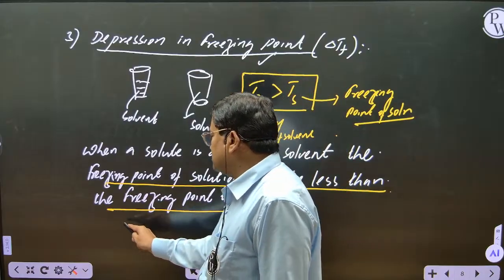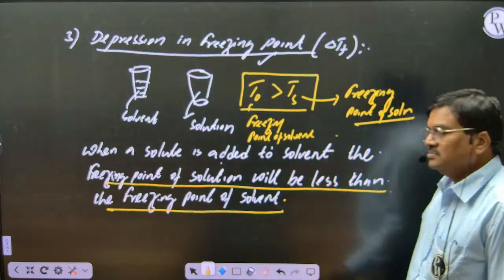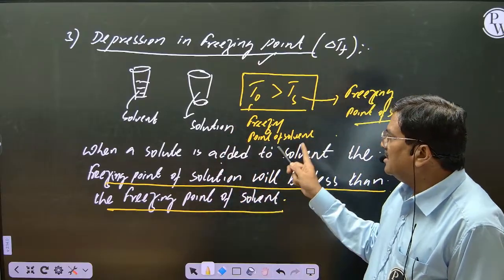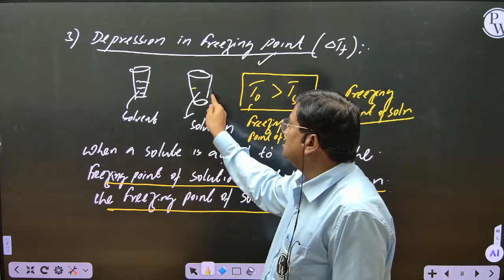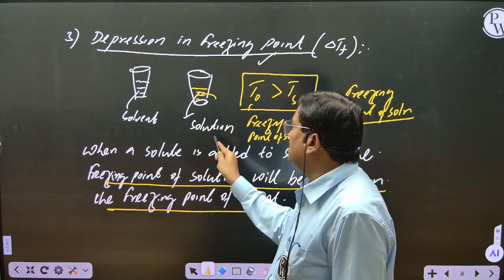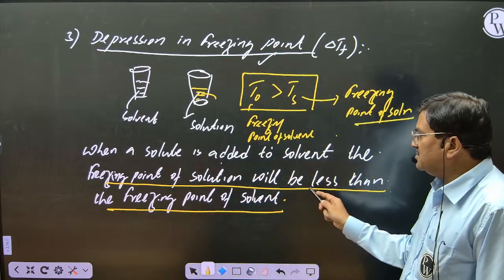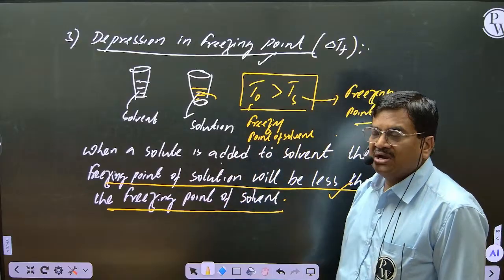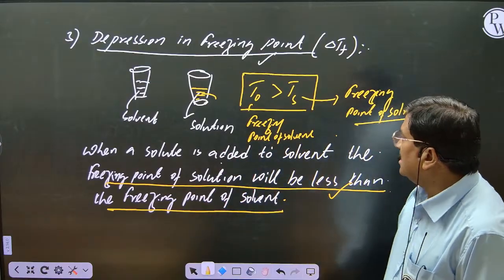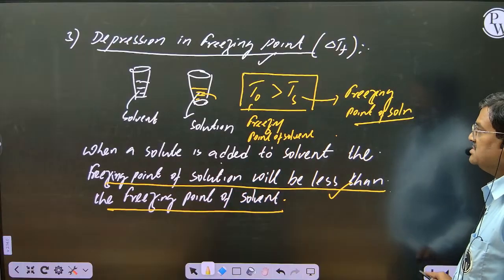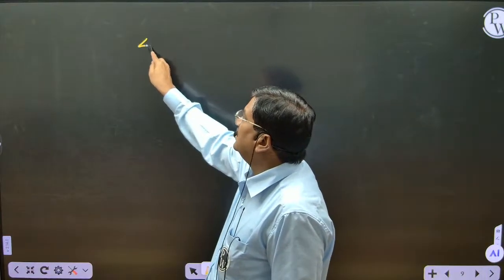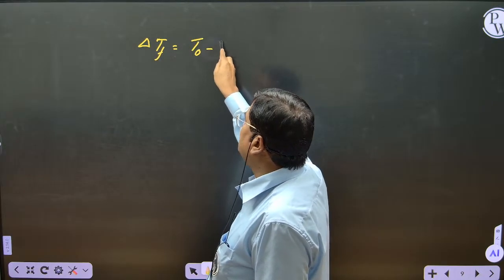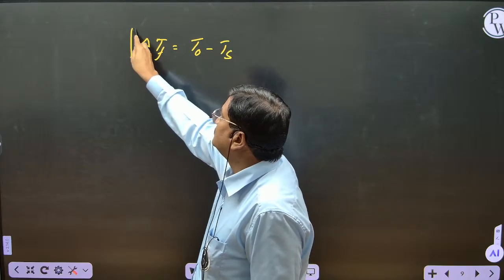So then how do we write depression in freezing point? Copied up to here, everyone? Clear? Depression in freezing point is when we add a solute to solvent, imagine this is the solution. What is happening to the freezing point of solution? It will be depressed. That means the solvent freezing point will be more compared to solution, and therefore depression in freezing point is given by delta Tf. Now this delta Tf can be written as the freezing point of solvent minus the freezing point of solution.